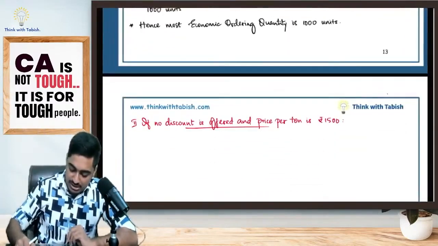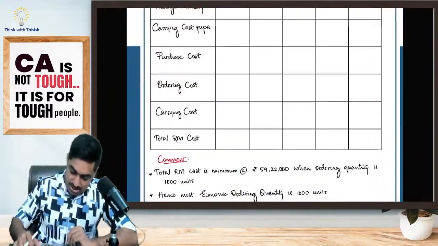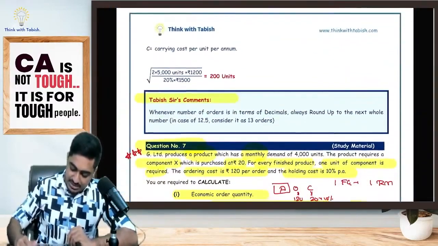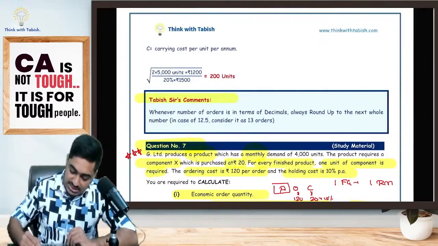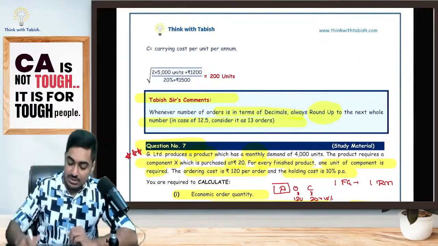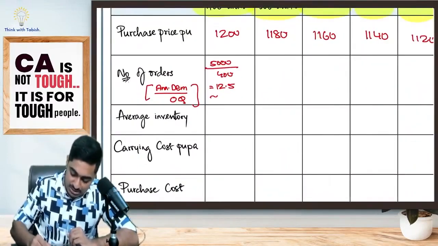Very important point. Yes, I have written here. I think it is in the question bank only, and in the comment here it is there. Whenever the number of orders is in decimal, we will always round it up to the next full number. Is this clear, everyone? So 12.5 is not possible, and I will write it as 13 orders.